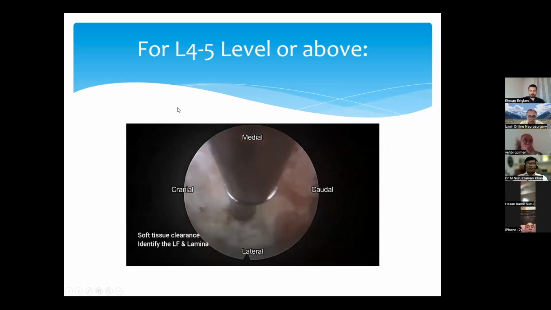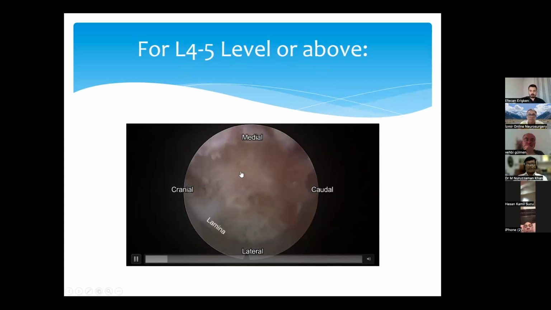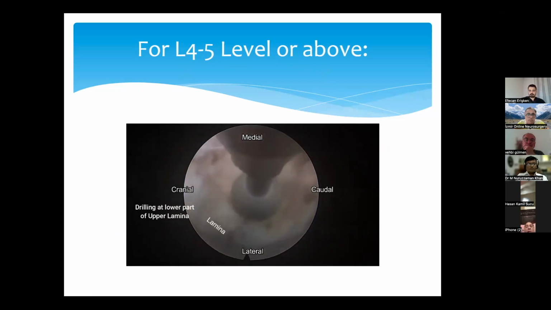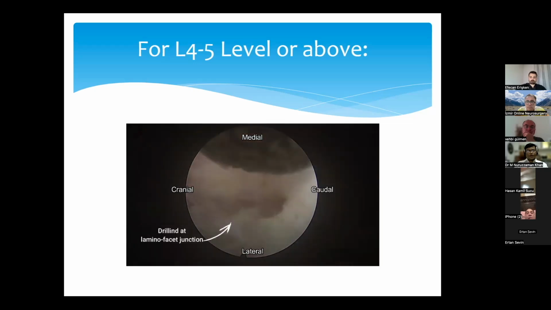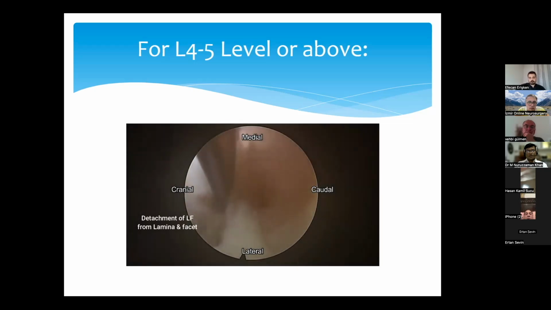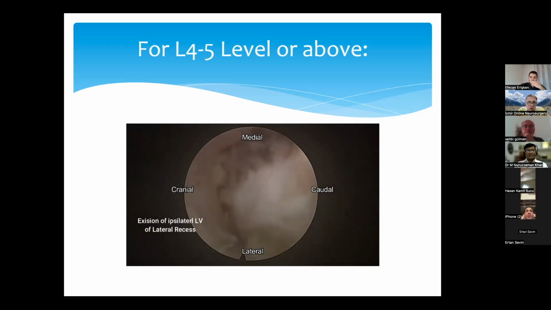This is an example of L4-5 level discectomy. First, after landing at the L4-5 upper lamina, we land over the upper lamina, then drill at the lower border of the upper lamina, and detach the ligamentum flavum from the upper lamina there, and the portion of the ligamentum flavum is excised in a piecemeal manner.